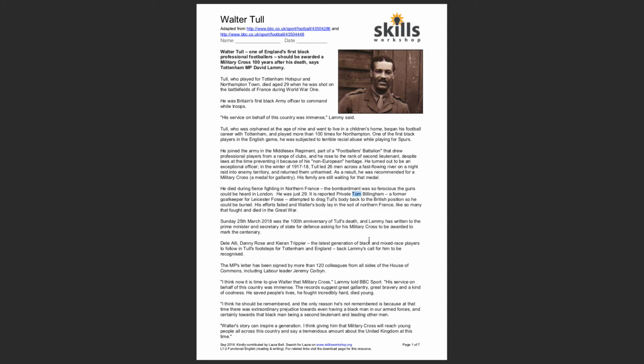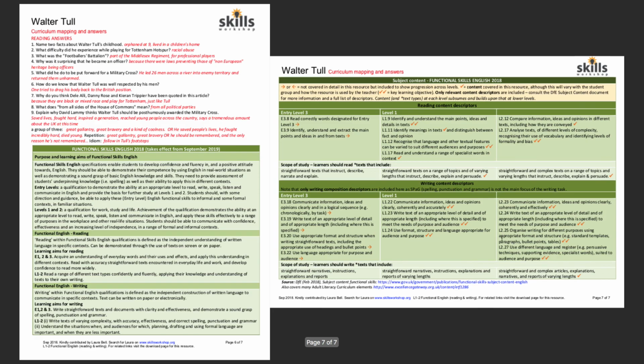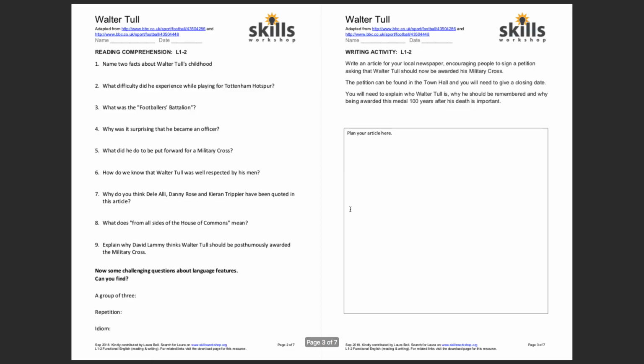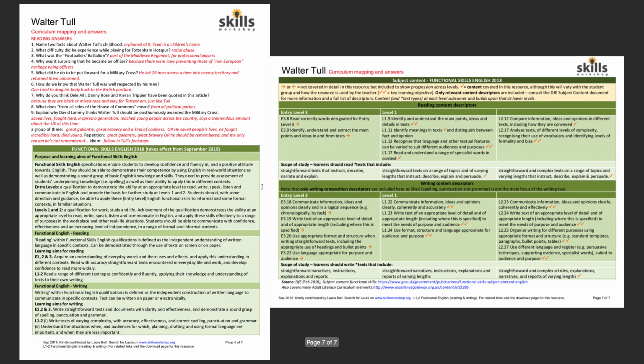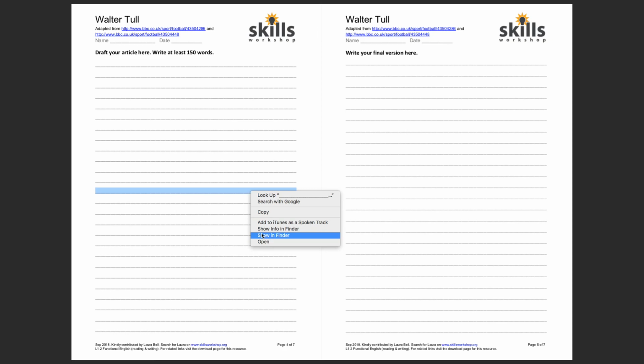So think about what other techniques you can use and, like I said, finish by writing an article on how you can persuade people to sign your petition to award Walter Tull his Military Cross. Okay, so that's the end of the lesson here.